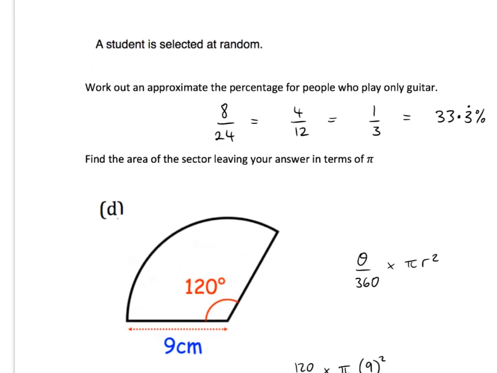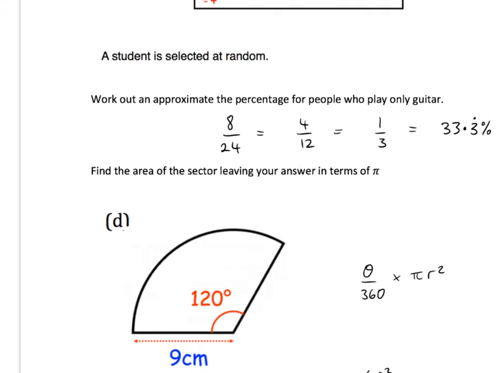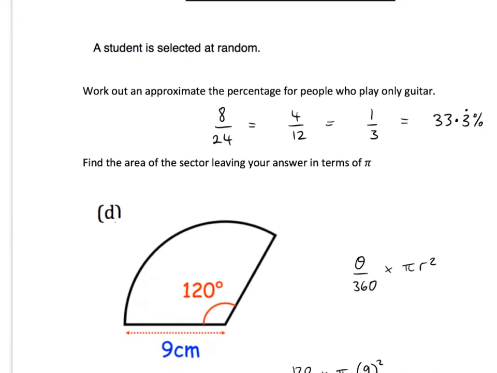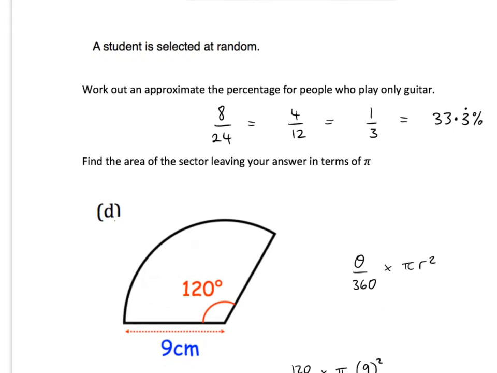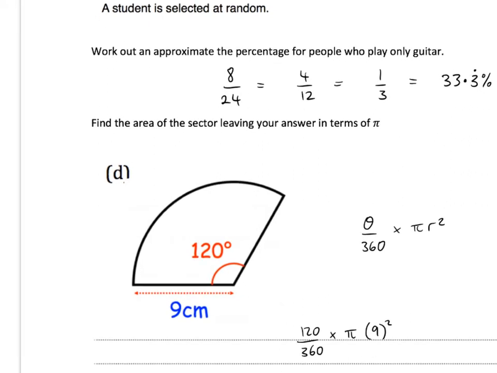Next question says, find the area of the sector, leaving your answer in terms of pi. Now this is the formula you need to learn. This is the area of a circle, and then because we haven't got a whole circle, we've got 120 degrees, we'd say it's 120 out of 360. Now you'll be thinking, how on earth do I do 120 out of 360 times pi r squared without a calculator? Well, first of all, don't worry about that. Just sub it in because you'll get a mark for this line here.